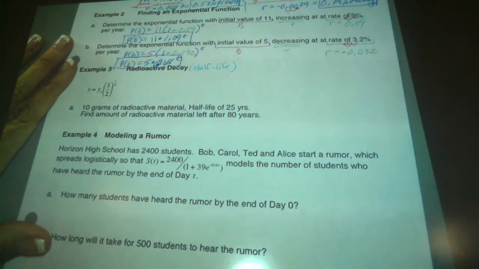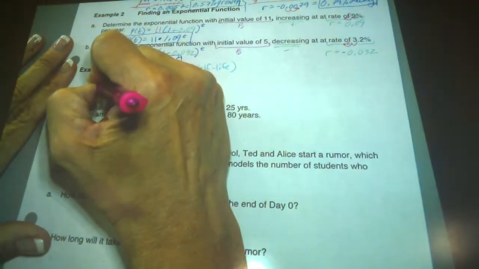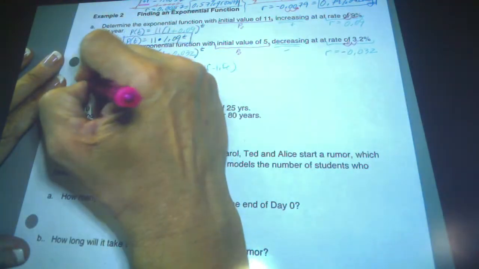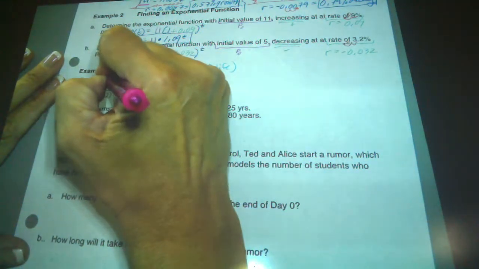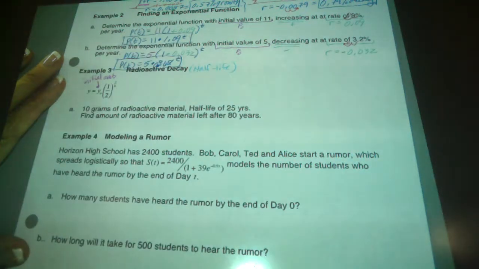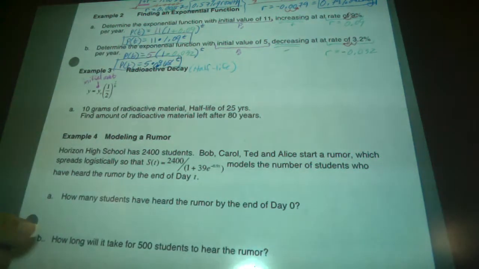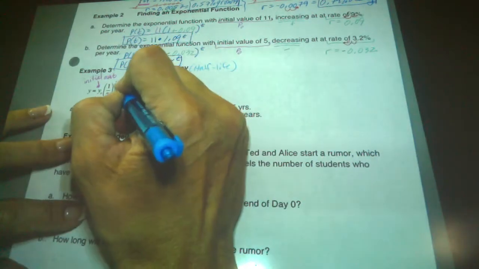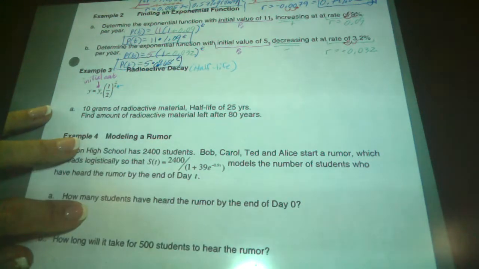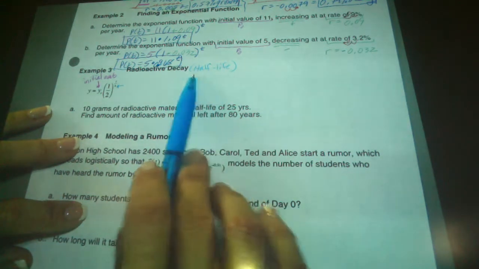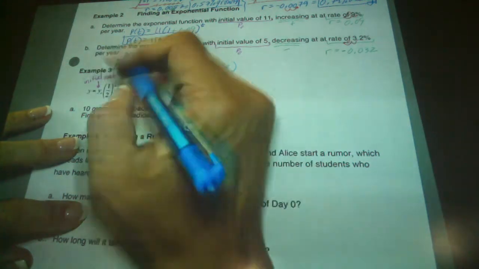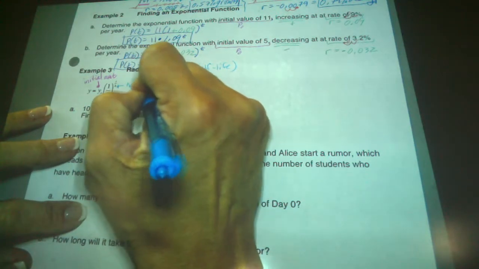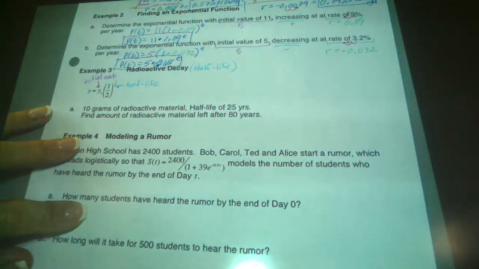So what do you think Y sub 0 is? Initial amount of whatever the stuff is. Our 1/2 is our base. What do you think the H is here? It's being divided into time, so what do you think the H is? Half-life. That's why they call it H. So H is your half-life, and so T is your time.